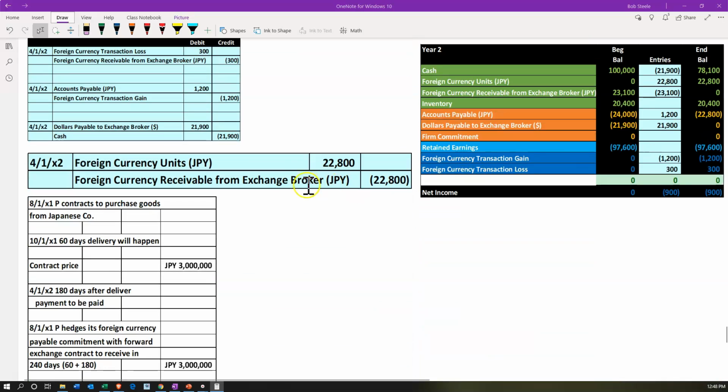So if we do that, then we're going to be debiting the foreign currency in units. So remember, you see currency here, so you might think this is cash, and it is kind of cash, but it's not our cash.